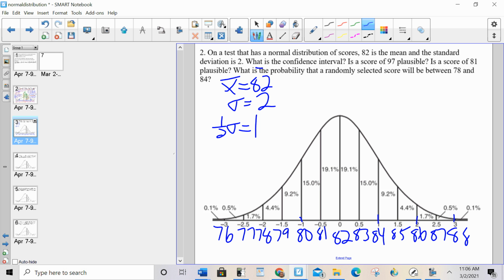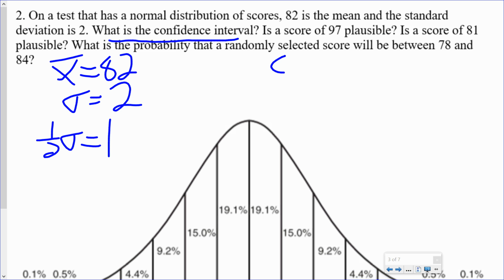What is the confidence interval? Well, the confidence interval is the mean plus and minus 2 times the standard deviation. The mean is 82. The standard deviation is 2. I want you to pause it, calculate the confidence interval on your own, and then unpause it.